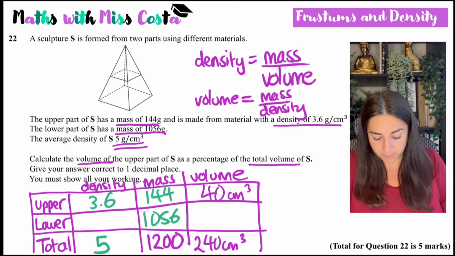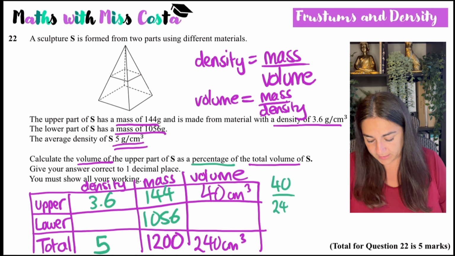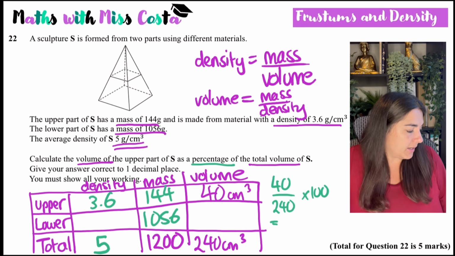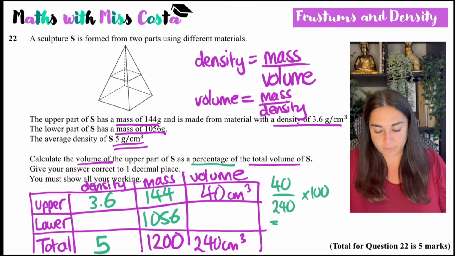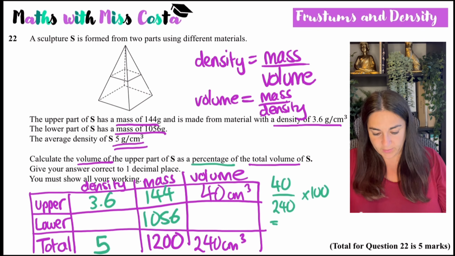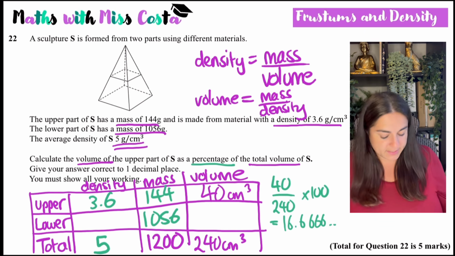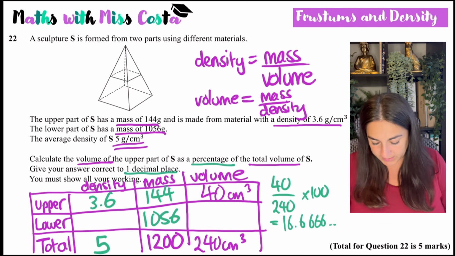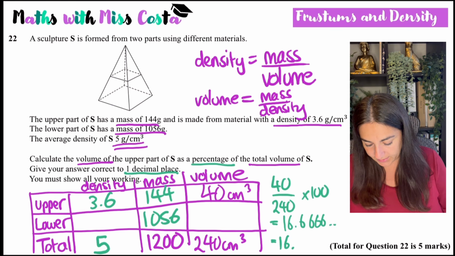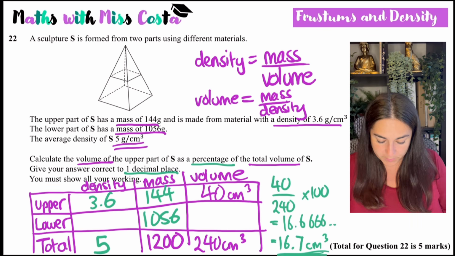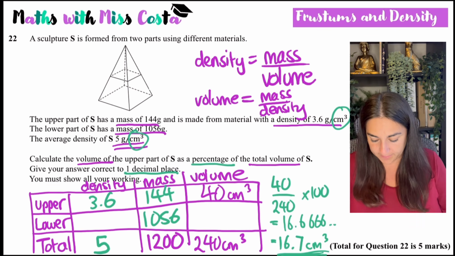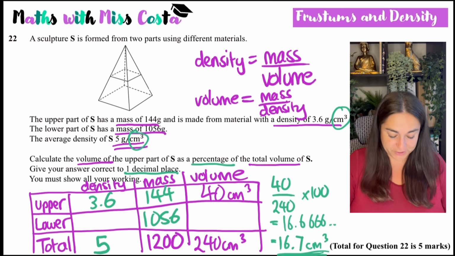And I need to work out the volume of the upper part as a percentage of the total volume. So it's going to be 40 over 240 times by 100. Type that into your calculator. 40 over 240 is 1/6, times by 100 is 16.6666, going on until infinity. It says give your answer correct to one decimal place, so that is going to be 16.7 centimeters cubed. You know what the unit has to be because they've told you it's centimeters cubed here and here. And that's that question.